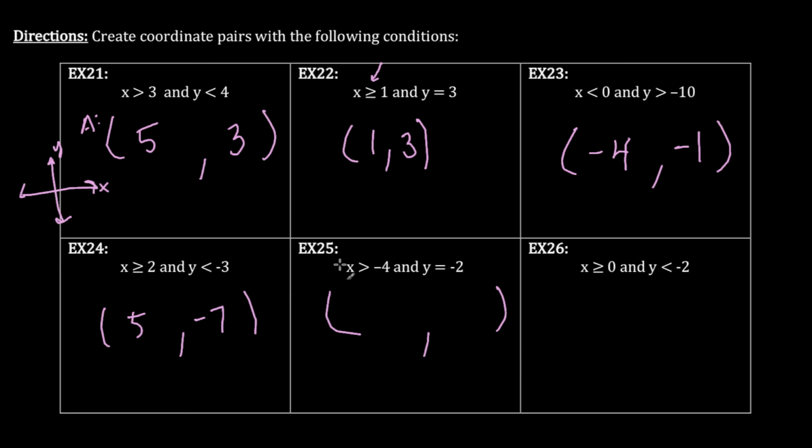X is greater than negative 4. Remember, I got to get closer to 0. So like negative 3. X is greater than negative 4. So closer to 0, negative 3. And y equals negative 2.